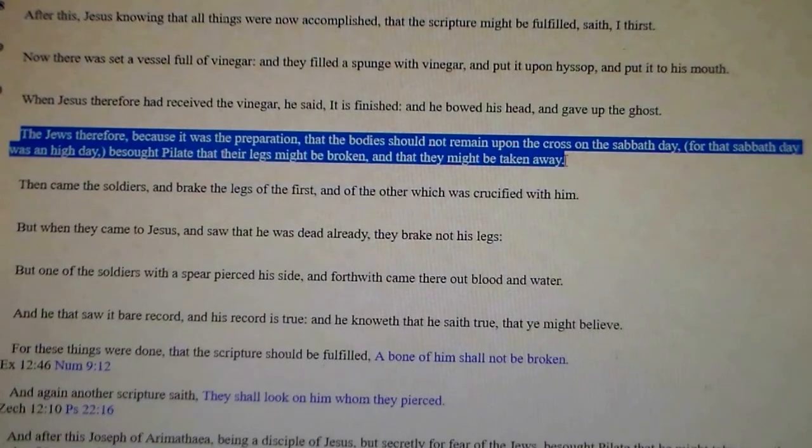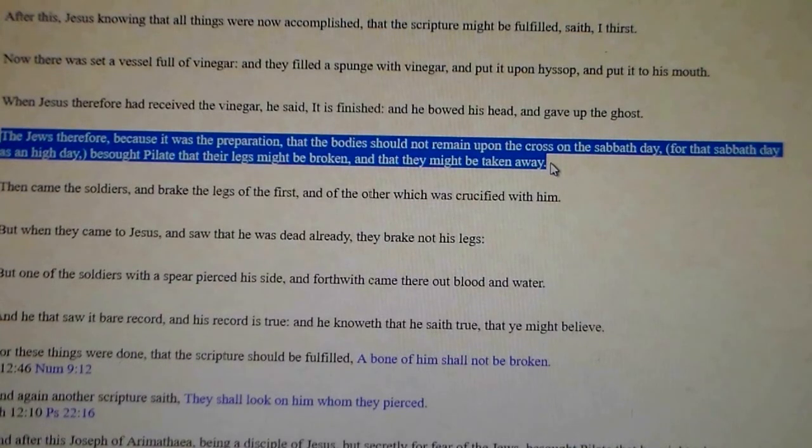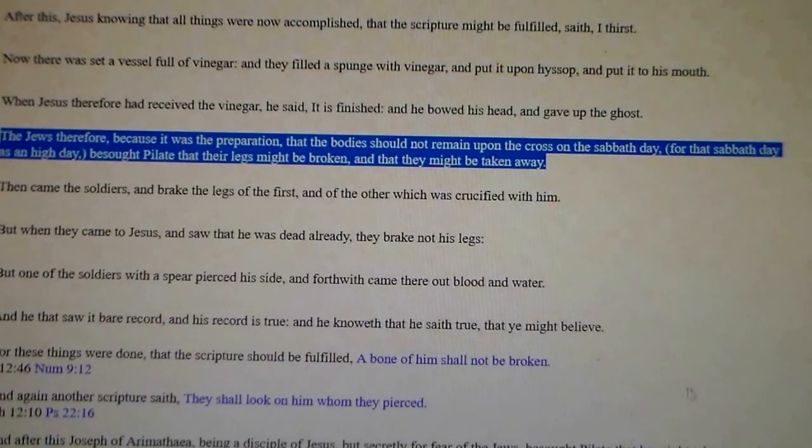And here in John 19:31, it says, the Jews therefore, because it was preparation day, that was the 14th day of Nisan, that the body should remain upon the cross on the Sabbath, for that Sabbath day was a high day, besought Pilate that their legs might be broken and that they might be taken away. So there we know that it was preparation day, or the 14th day of Nisan, and that the next day would be a high Sabbath, meaning an important day, not necessarily a Saturday. A lot of people make that mistake. We'll talk about that later.